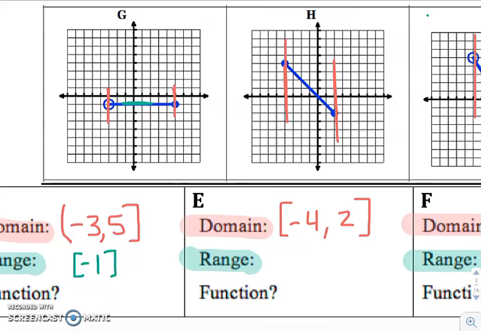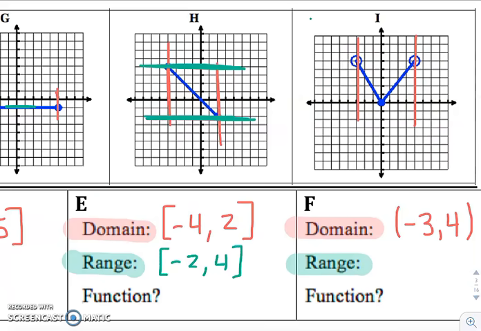For H, lowest y value is -2, highest y value, positive 4. So -2 to 4, and they are both closed dots, so both brackets. And then I, lowest y value is 0, highest y value, there's 2 points there, but the highest that graph goes is positive 5. But because it's only open dots at positive 5, 5 will have a parenthesis, whereas 0 will get brackets.